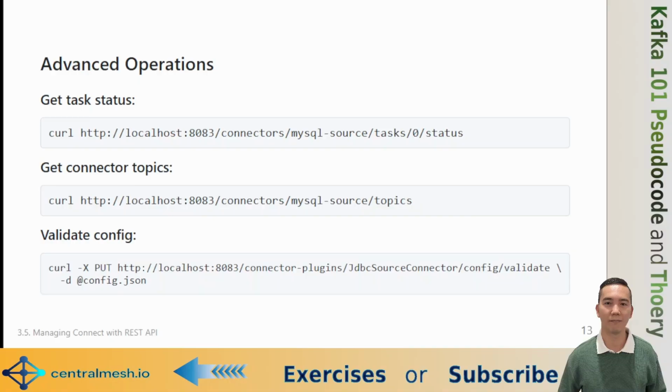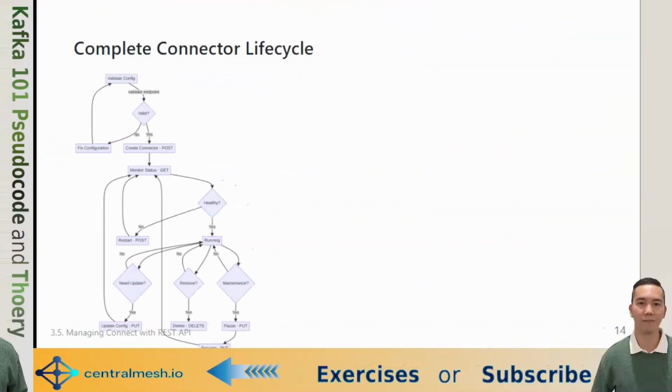Another extremely useful endpoint is configuration validation. Instead of creating a connector immediately, we can ask Connect to validate a configuration file first. The worker checks whether all required properties are present, verifies their values, and reports any error without actually deploying the connector. This is particularly valuable in CI/CD pipelines because configuration mistakes can be caught before they reach production.